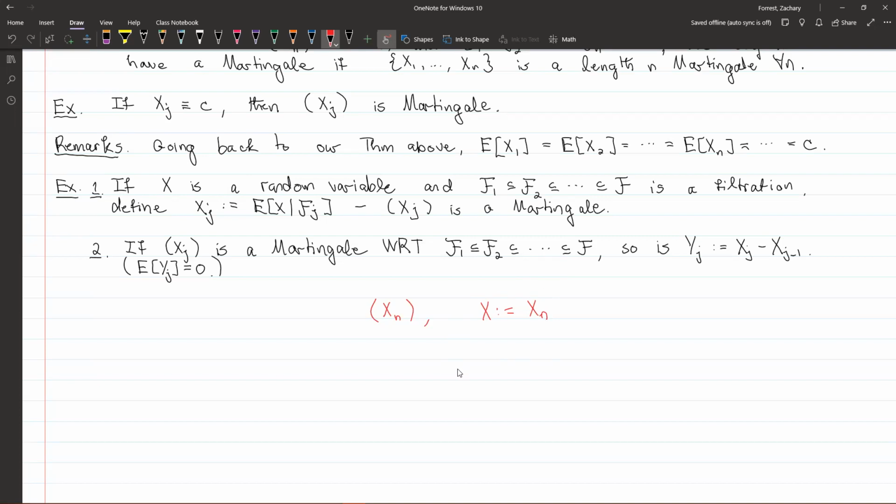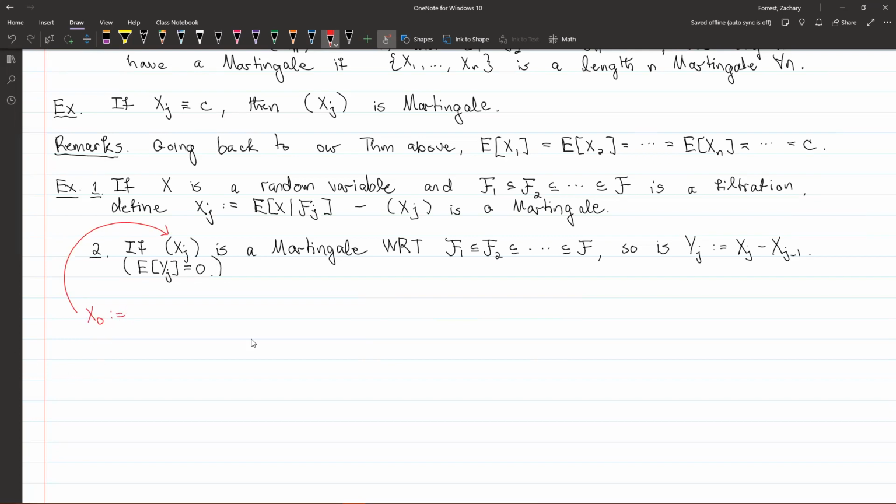So this ends up being kind of a general notion of how we create martingales. We also had another example, which was if we have a martingale already, say xj or xn, doesn't really matter, with respect to a filtration f1, f2, etc. through f, and then we're also going to include in this martingale sequence an x0. And what is x0? Well, x0 is going to be really easy.